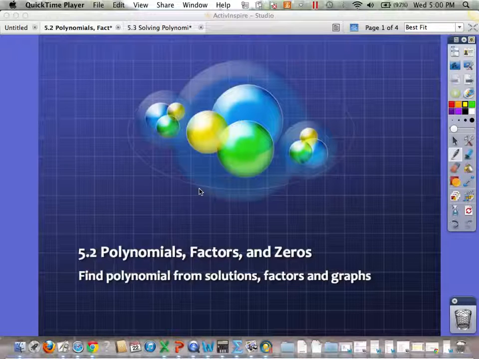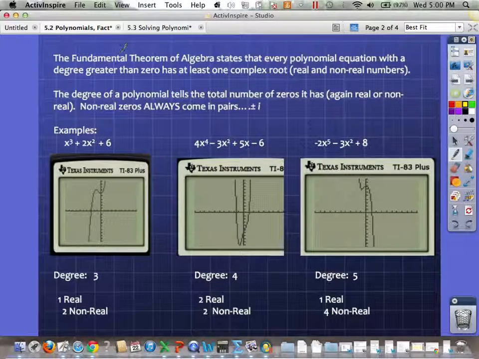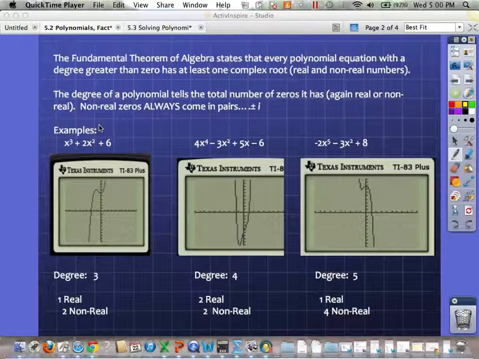5.2 polynomials, their factors and zeros. We're going to be finding polynomials from solutions, from factors, and graphs, and going in the opposite directions if need be. All right, so the fundamental theorem of algebra states that every polynomial equation with a degree greater than 0 has at least one complex root. Complex means that it can be either real or non-real.